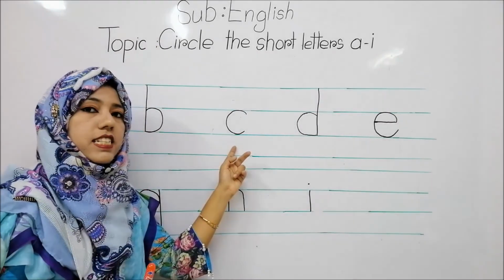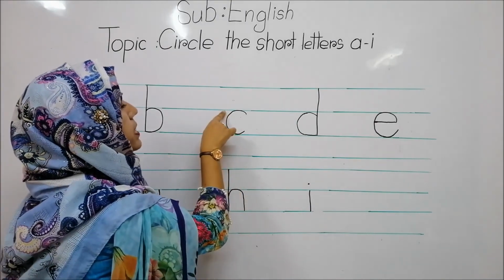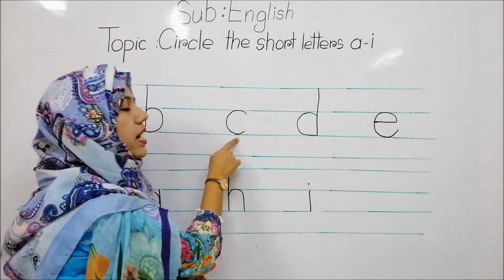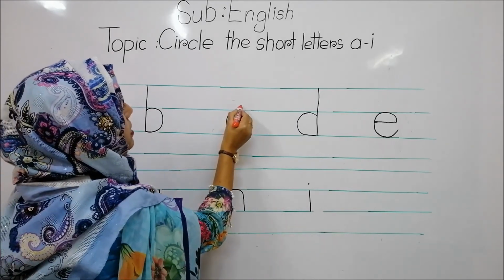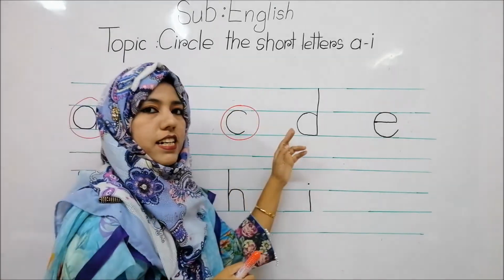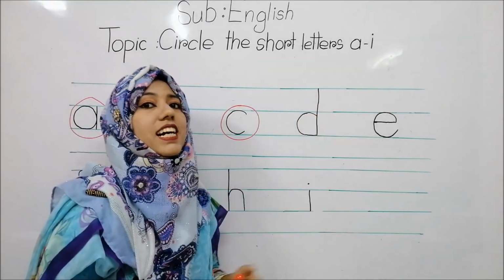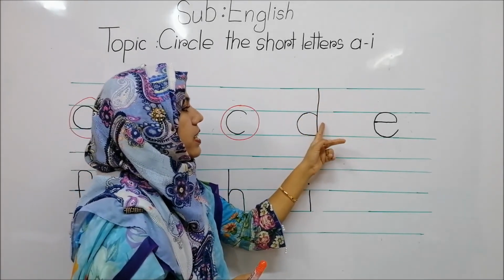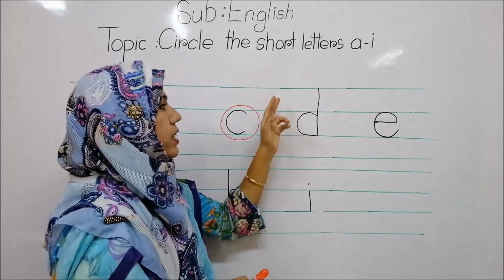Then B then which letter? This is letter C. C sits in the middle row. I have started from second line and it finished within the third line, right? So it's a short letter. So I will circle the letter C. Okay, C then which letter? This is letter D. D starts from first line. See, it goes down and touch second line and touch third line. So it's a tall letter. I will not circle this one.